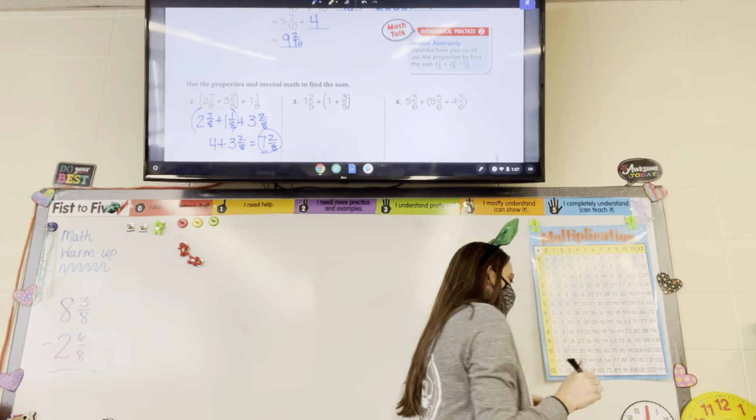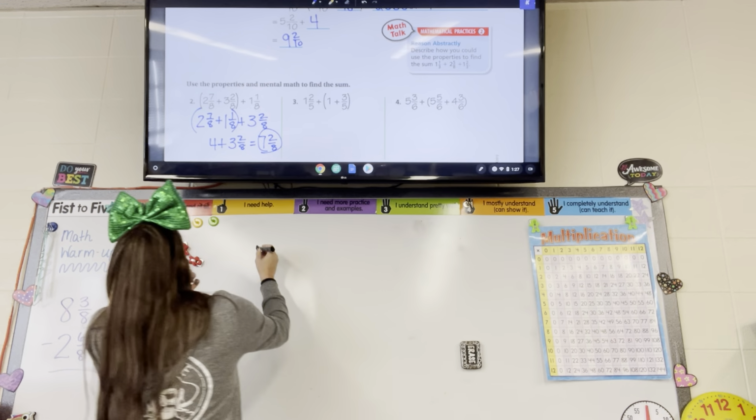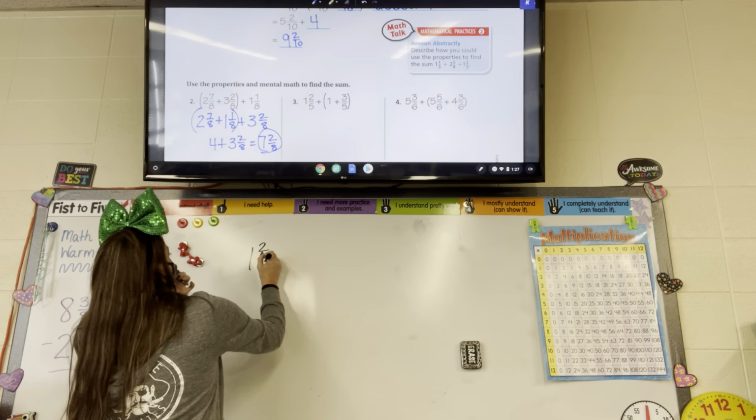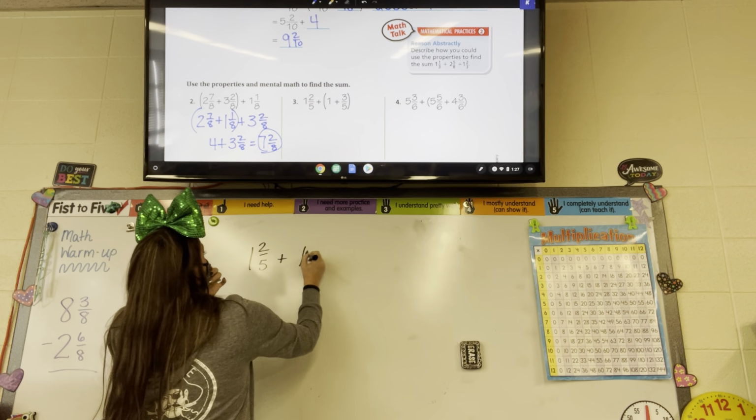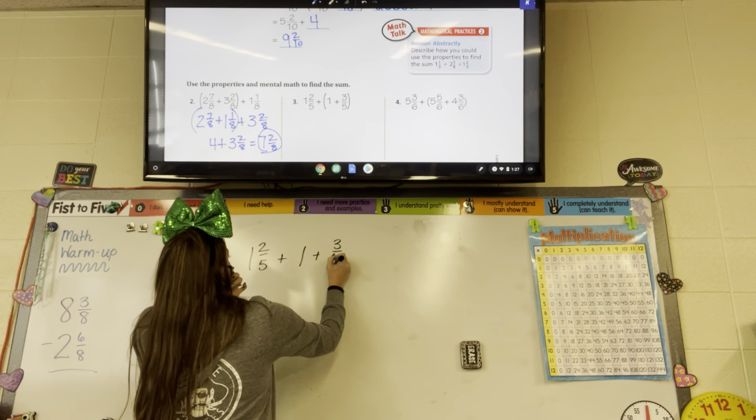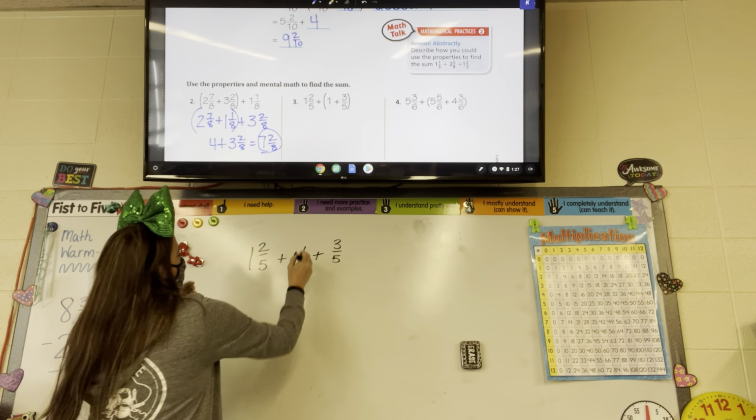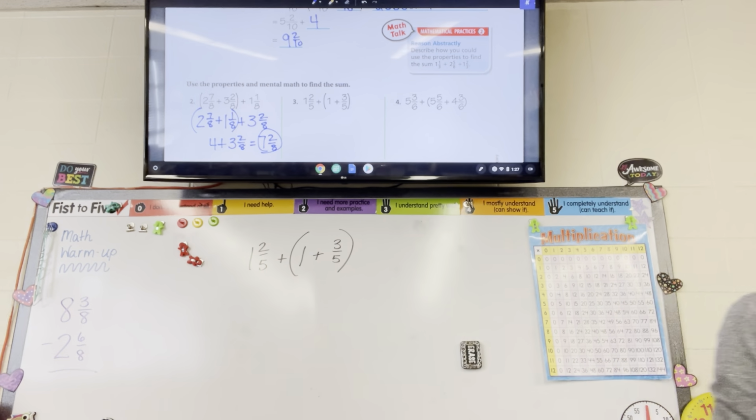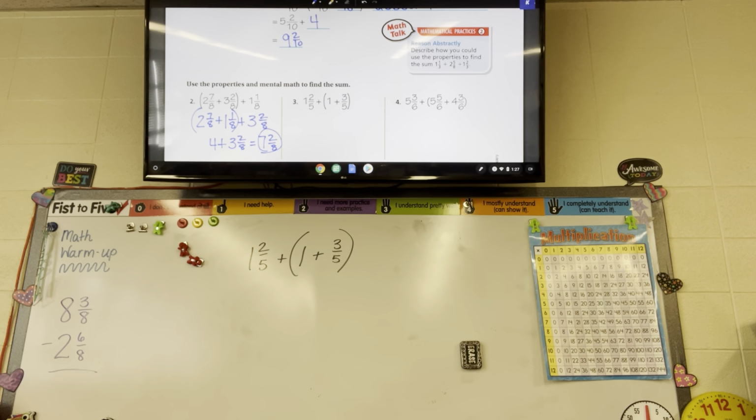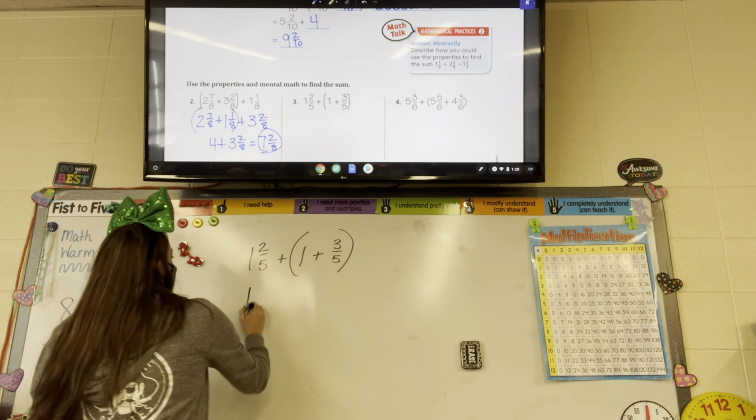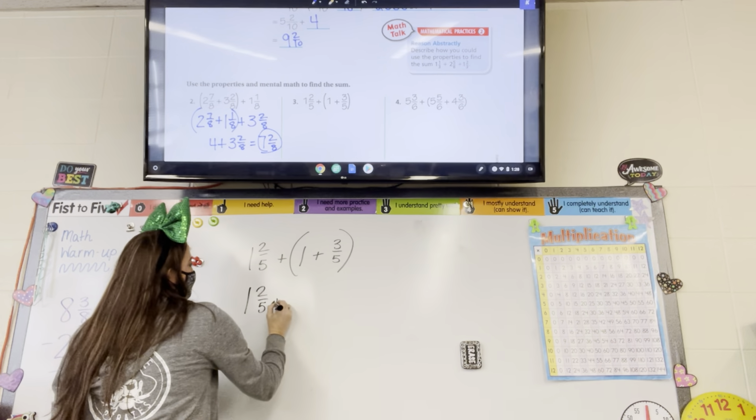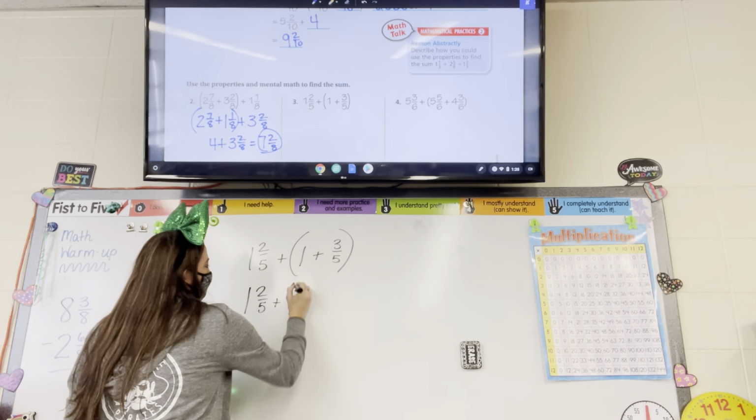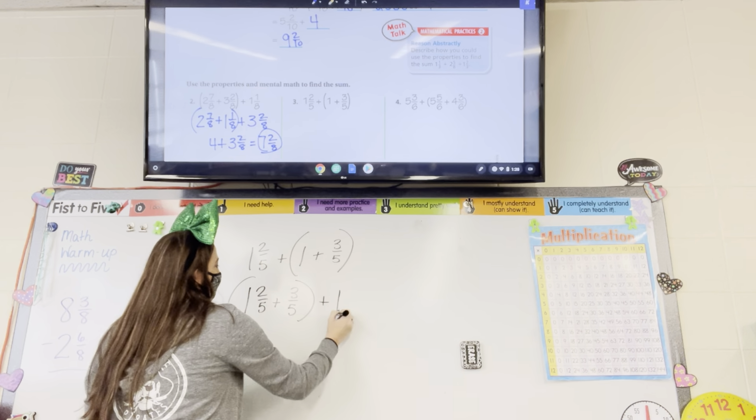Just moving stuff around. Okay, this one's a pretty easy one. 1 2/5 plus 1 whole plus 3/5. They're saying to do this first. Which 2 add-ins do you think we should add together first, Owen? 3/5 and 1 2/5. Very good. So we're going to do 1 2/5 plus 3/5 first, and then we're going to add on 1 whole.